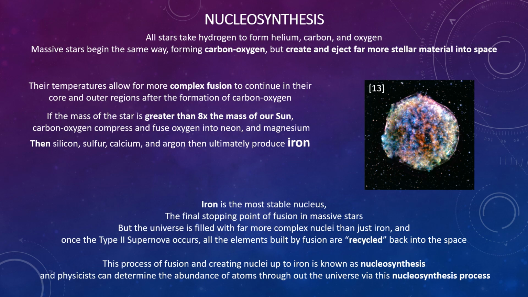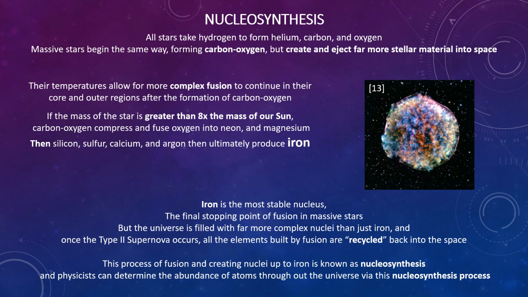So we've talked about how these fusion cycles create different elements, and in the massive stars, they have all of these layers, and so this creates lots of variety in elements. And so now we can talk about nucleosynthesis, how all of this primordial matter became stars and then these heavier elements. So all stars take hydrogen to form helium, carbon, and oxygen, and then the more massive stars create these heavier elements, and then when they explode, eject it out into space.